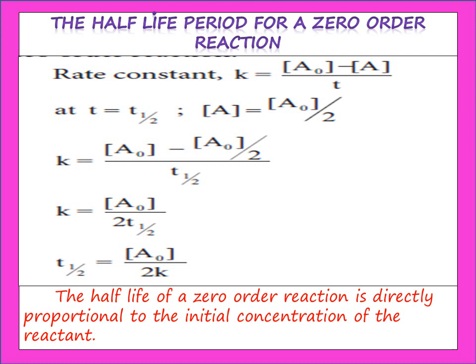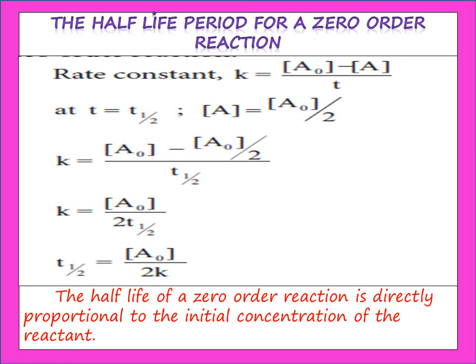If you consider a zero order reaction, the rate constant value is K is equal to A naught minus A by t. If the time taken is t half, then the initial concentration is actually reacted only 50%. So we can say the A value to be A naught by 2 at t is equal to t half.